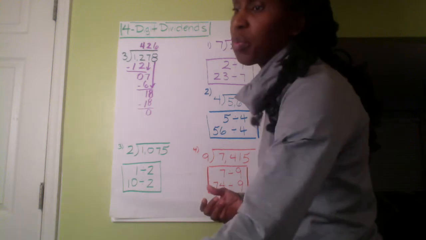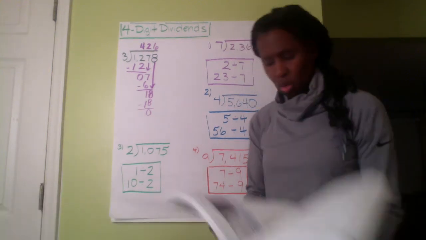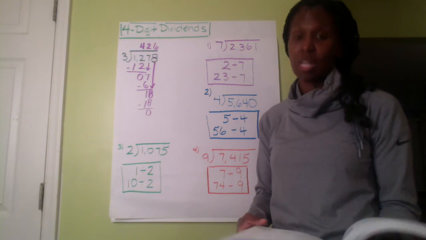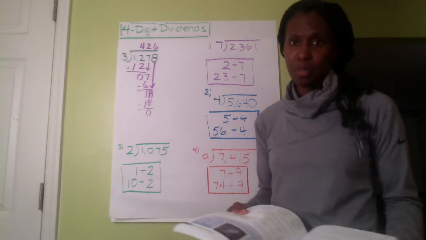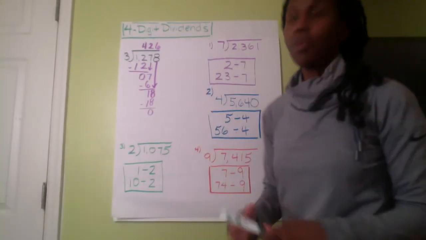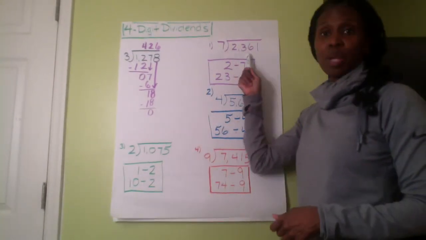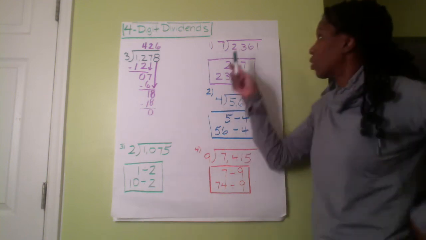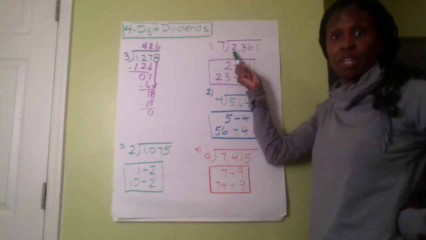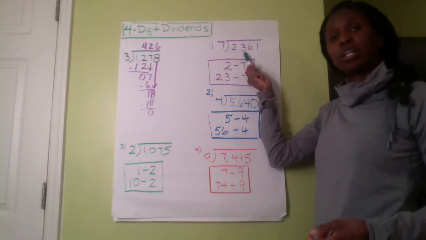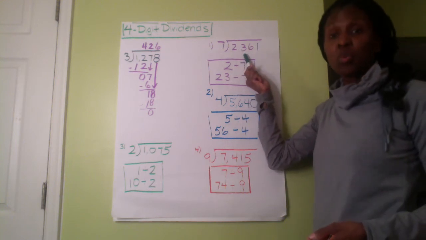For numbers 1 through 4, it says to circle the correct first step, and then it says to write the first digit of the quotient in the correct place. Very important skill. All right, so let's look at number 1. Number 1 is 2,361 divided by 7. So of course we're dividing. I look at the first digit. I ask myself, can 7 go into 2? No, it can't. So I'm going to slide over and include the second digit, 23.